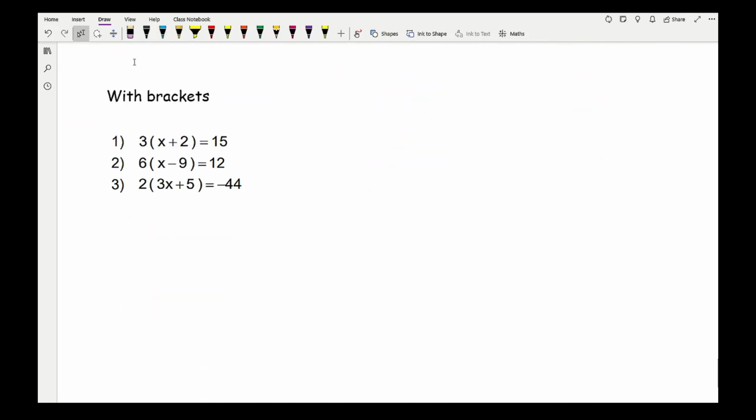Now the last thing we move on to is ones with brackets. When you've got brackets, the key thing to do is basically expand it. It's not the only way of doing it, but I would probably recommend it as one way. So with one, we've got 3(x plus 2) equals 15. Like I said, there's two options you can do. One way is to multiply out the brackets, so I get this.